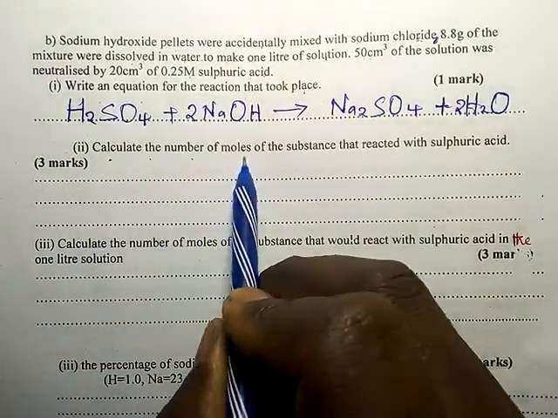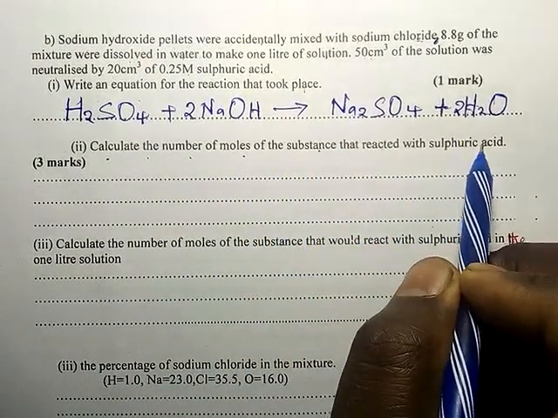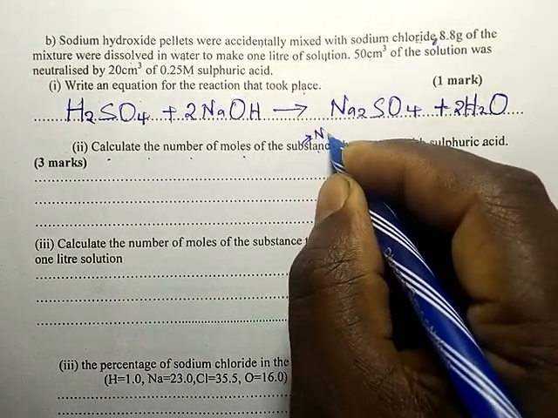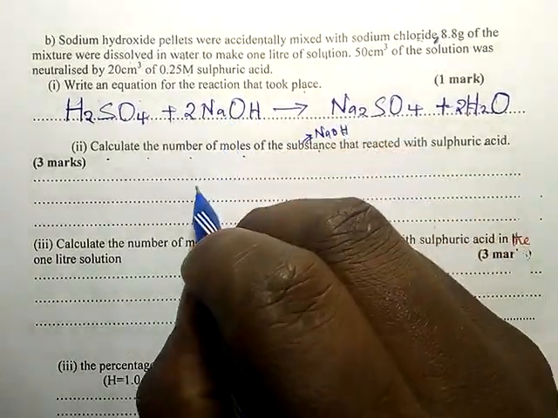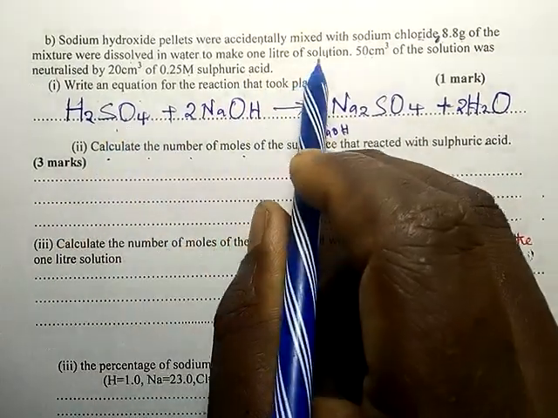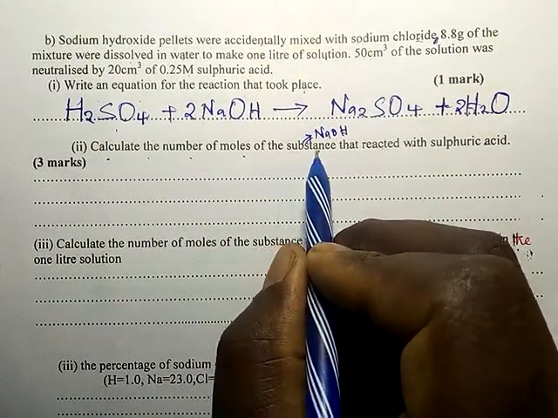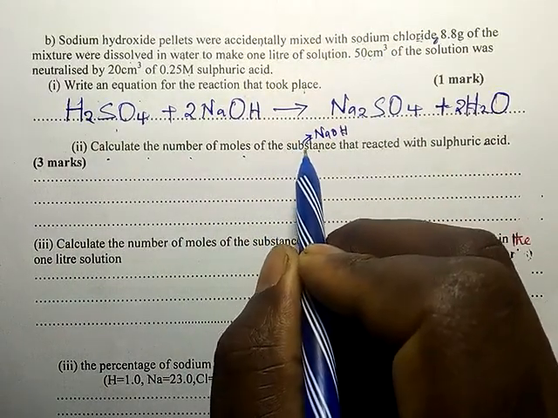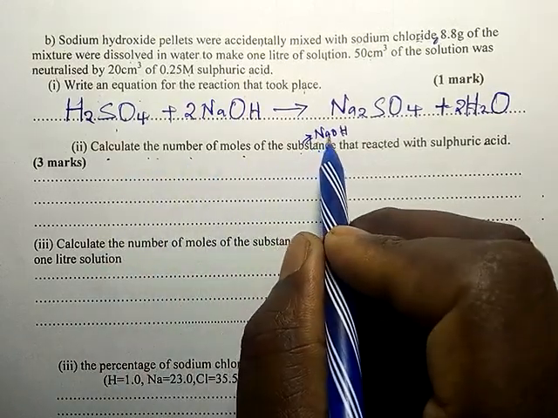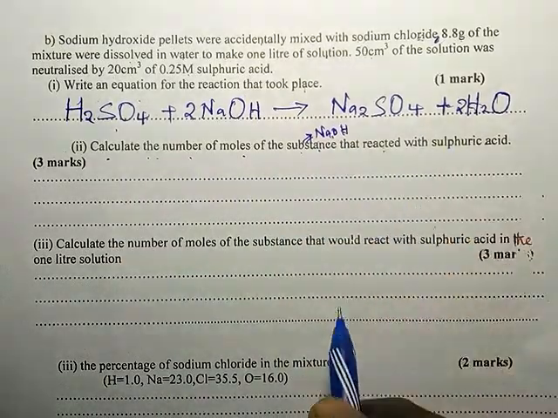Calculate the number of moles of the substance that reacted with sulfuric acid. They are using the word substance because they are not supposed to tell you that it is sodium hydroxide that reacted with sulfuric acid. You should know that a base will react with the acid and not the salt. Sodium chloride is a salt. That is why they are calling it a substance. So we know now the substance is sodium hydroxide, and we want the number of moles of sodium hydroxide that reacted with sulfuric acid.